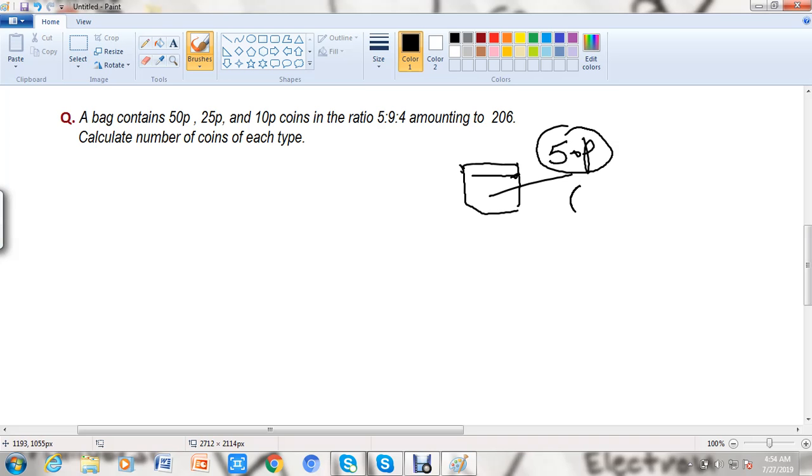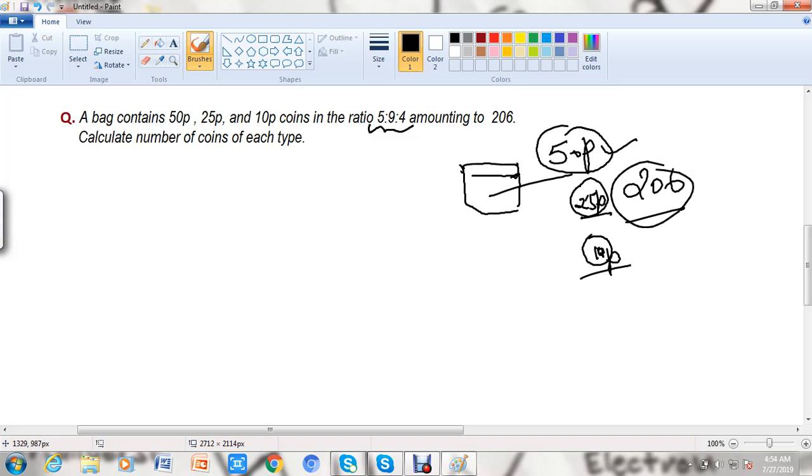The number of 50 paisa, 25 paisa and 10 paisa coins are in the ratio 5:9:4. If you add all the money, the 50 paisa coins plus 25 paisa coins plus 10 paisa coins together cost 206 rupees. That is 206 rupees. If you have this much money, calculate the number of coins of each type. Now what exactly do you have to do? You have to calculate how much money you possess.